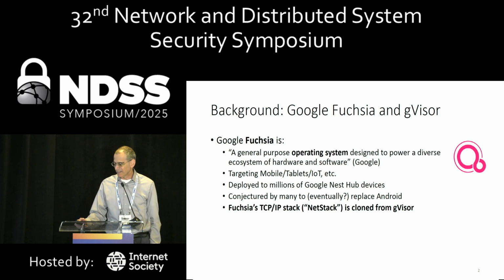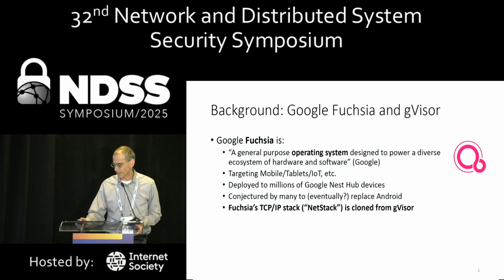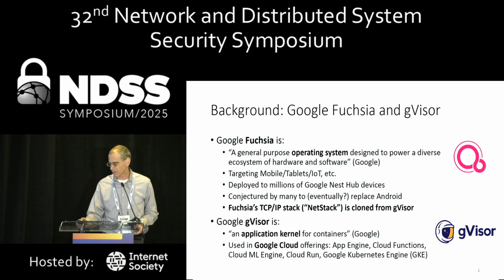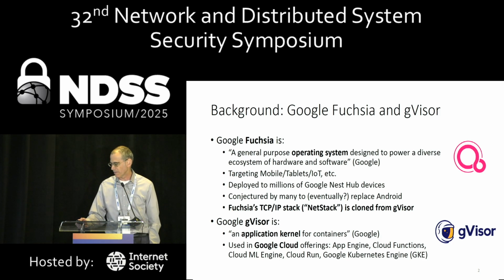And interestingly enough, Fuchsia's TCP/IP stack, also called NetStack, is actually a copy of gVisor's network stack, and gVisor is an application kernel for containers. It's used in multiple Google Cloud offerings, such as App Engine, Cloud Functions, Cloud Machine Learning Engine, Cloud Run, and last but not least, Google Kubernetes Engine, GKE.